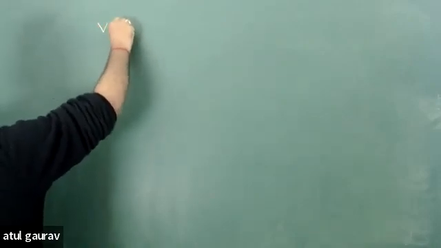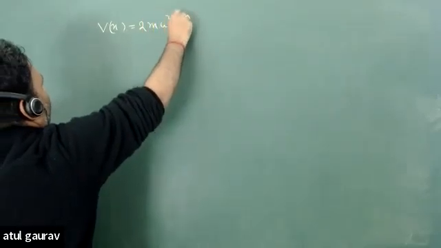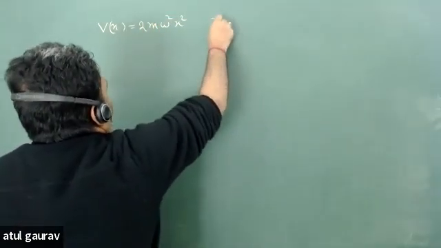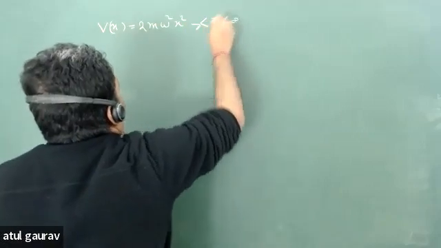Suppose the potential is 2mω²x², where x is between minus infinity and plus infinity.